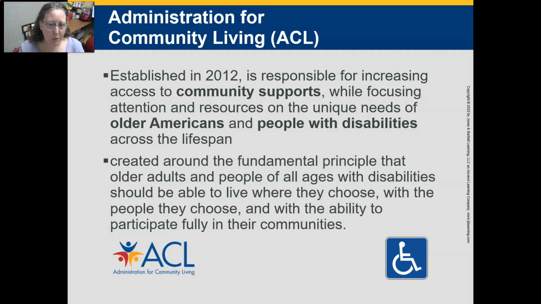Again, it's the principle that older adults and people of all ages with disabilities should be able to live where they choose, with the people they choose, and with the ability to participate fully in their communities. So they have a lot of neat programs. One of them you might know is Meals on Wheels, to deliver prepared meals to people in communities that may not be able to cook for themselves, or it might be too dangerous for them to cook for themselves, right?